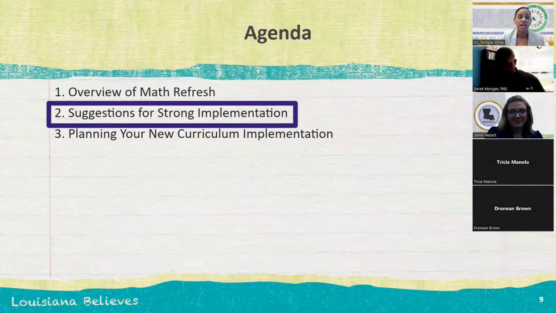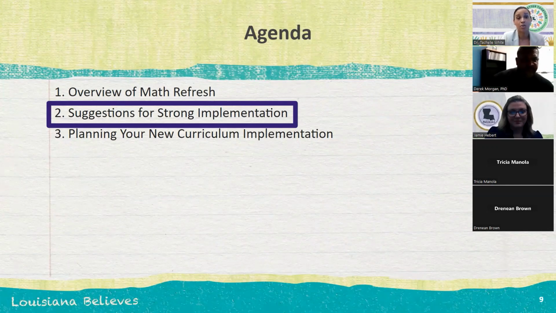Okay, so hopefully now you've gotten a brief overview of Math Refresh. You understand our purpose and the work that we are doing here at the State Department. Now we will move into our suggestions for strong implementation.